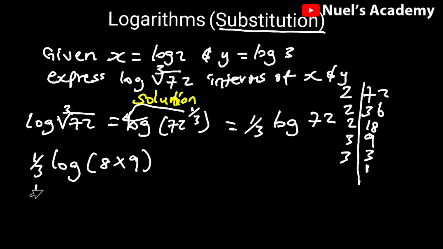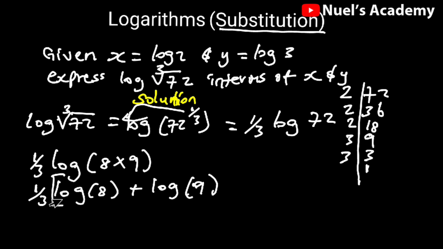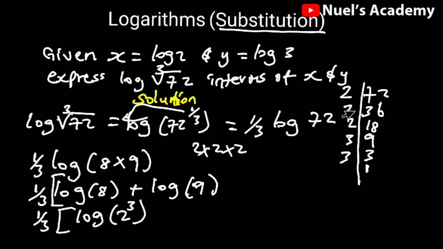And so this becomes 1 over 3 of log 8 plus log 9. So you have 1 over 3 into log. Now this 8 can be written as 2 raised to power 3, because 2 times 2 times 2, as we have established earlier, is equal to 8. So log 8 plus log 9, where 9 can be written as 3 squared, which is this 3 times 3 here.